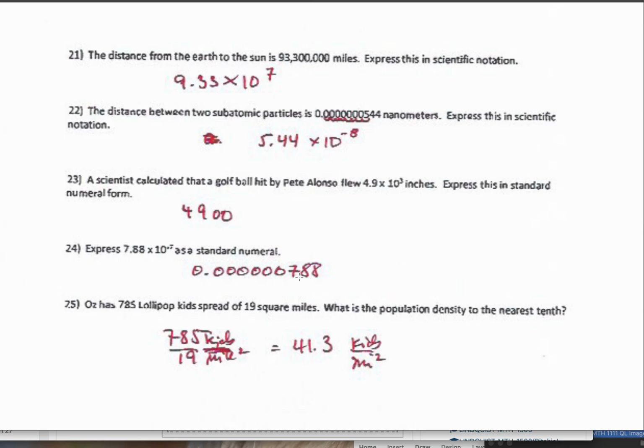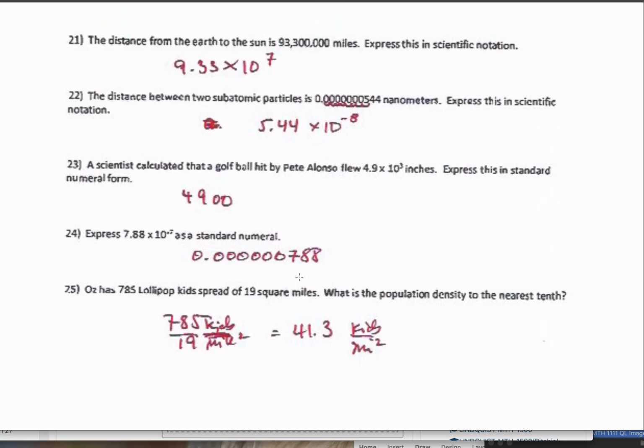Last but not least, Oz has 785 lollipop kids spread over 19 square miles. What's the population density to the nearest tenth? It is 41.3 kids per square mile. Plenty of kids to hang out and have a good time with.